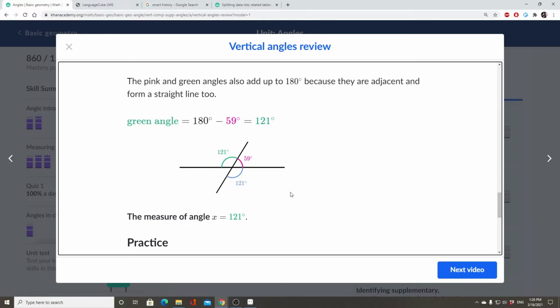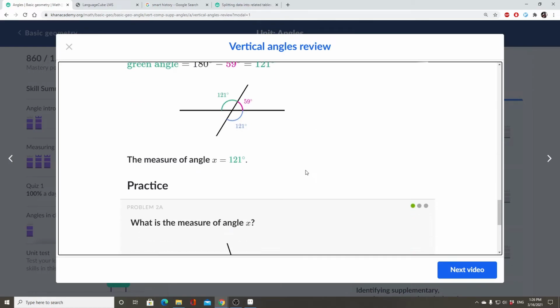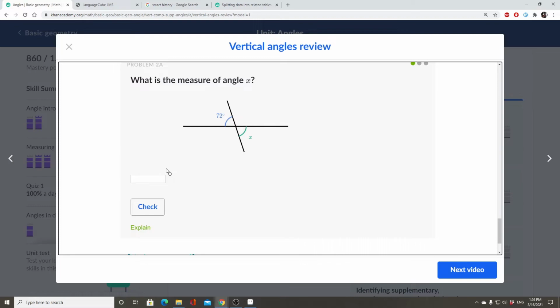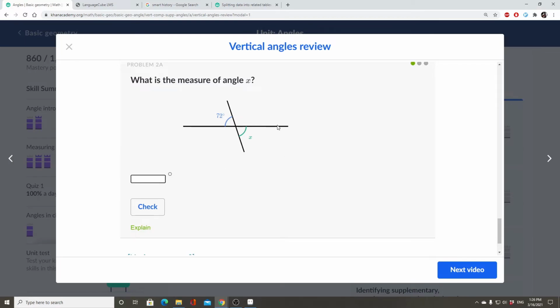And I was also right in my assumption just from estimating, they look like the same angle. So I was correct. Okay, anyway, what is the measure of angle X? Okay, so now we have to do some basic calculations. 72 degrees. This is probably just 72 degrees, but maybe we should work through the problem a little bit. So this is 180.